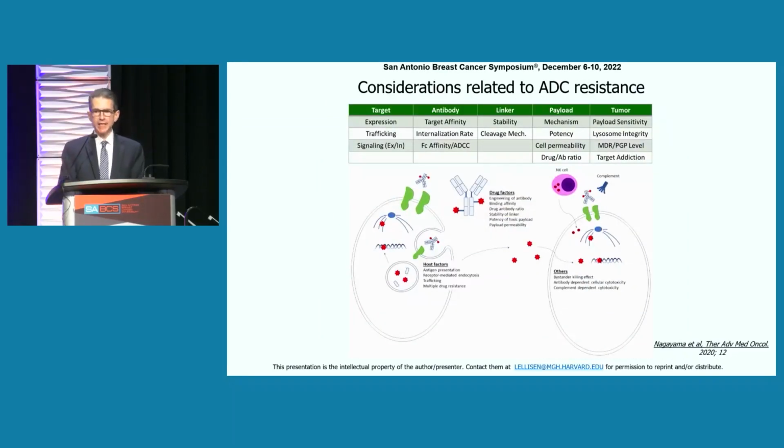So what are the considerations related to ADC resistance? It's a little bit hard to read, but I just wanted to take a minute to go through this slide to give you an idea of the whole waterfront of types of things we might bring into consideration as we're thinking about ADC resistance. So obviously we have the target. We have not only its level of expression, but the heterogeneity in that expression intratumorally between different cells in the same tumor. We have the question of how that molecule is typically trafficked within a cell and how rapidly that occurs. And then finally we have the characteristics of the target itself.